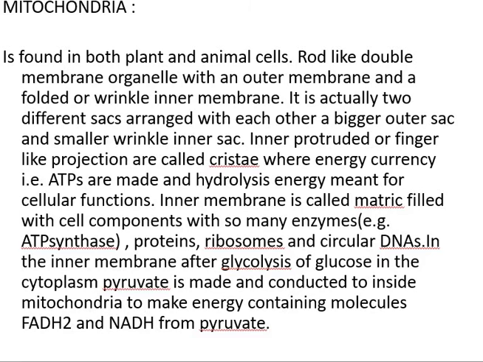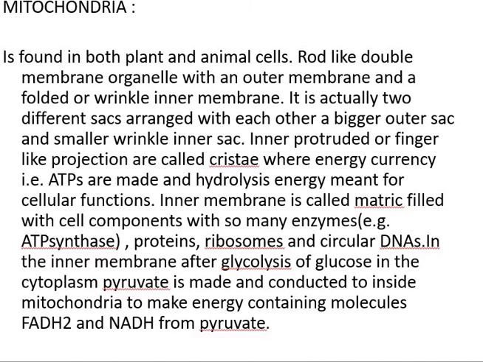Mitochondria is found in both plant and animal cells. They are rod-like double membrane organelles with an outer membrane and a folded or wrinkled inner membrane. It is actually two different sacs arranged within each other, a bigger outer sac and a smaller wrinkled inner sac. The inner finger-like projections are called cristae, where the energy currency, ATP, is made, and the hydrolysis energy meant for cellular functions is provided to the cells.